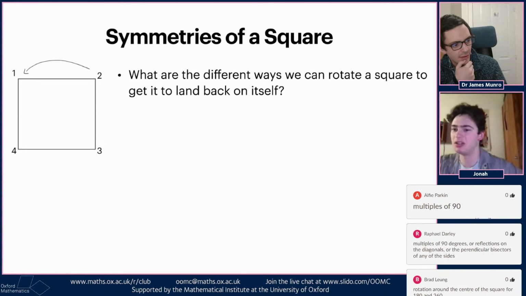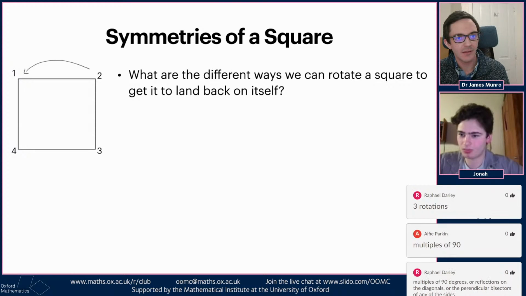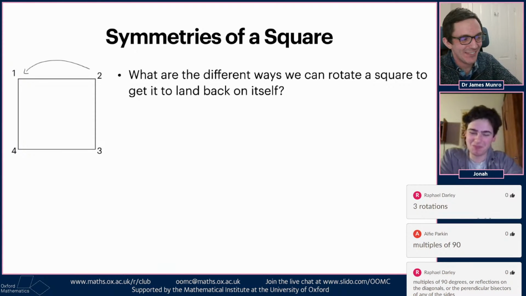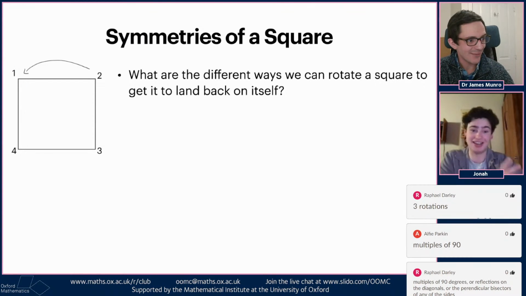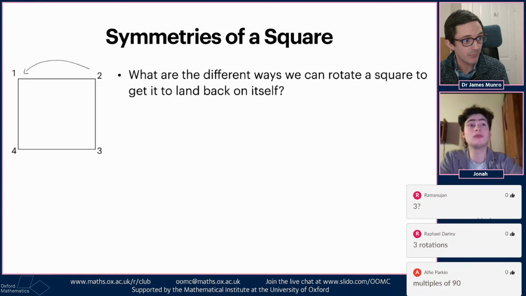Yeah, so this how many question is a bit tricky because, well, I suppose somebody's already put in, sorry, all the fans on my computer just fired up at once. Somebody's put multiples of 90 degrees. That's Alfie. Yeah, exactly. And there's a suggestion that there might be 3 different rotations from Ramanujan again and from Raphael. 3 possible rotations. What do you feel about that?